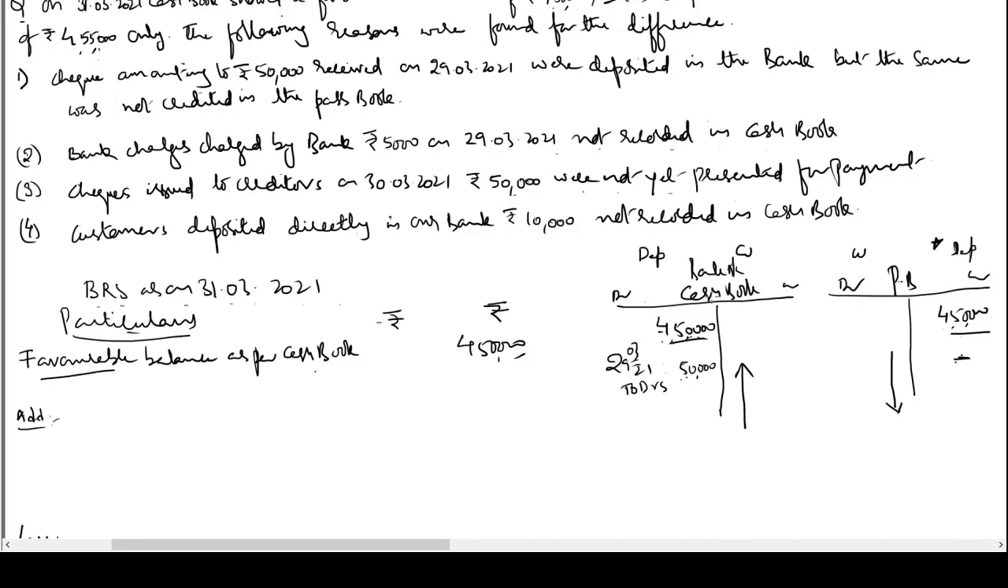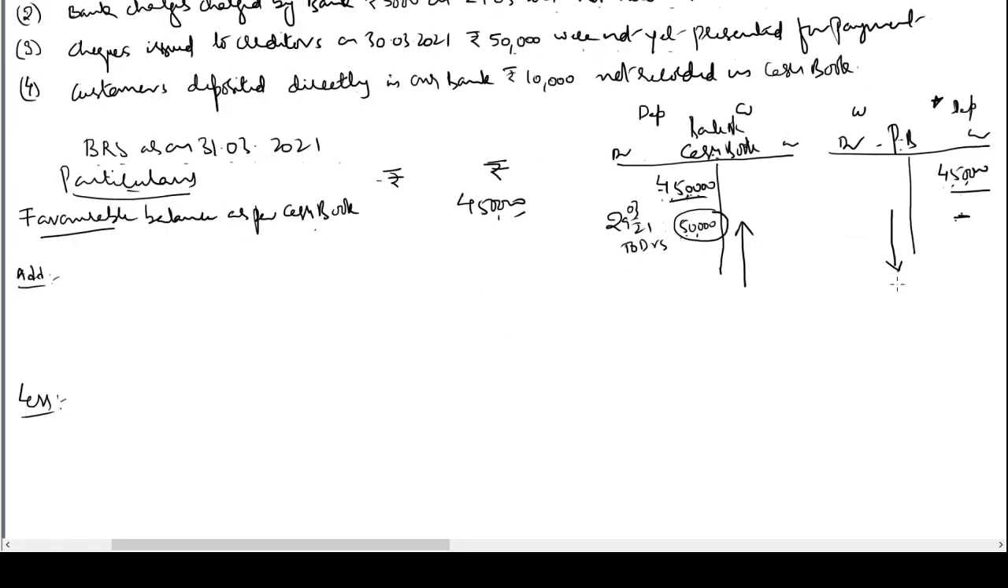Now what should we do to the cash book so that it becomes equal to the passbook? This is the question we have to answer. Passbook is showing a lower balance, cash book is showing a higher balance. So the balance of the cash book has to be reduced by 50,000 to make it equal to the passbook. So I'll go and write it in less here.